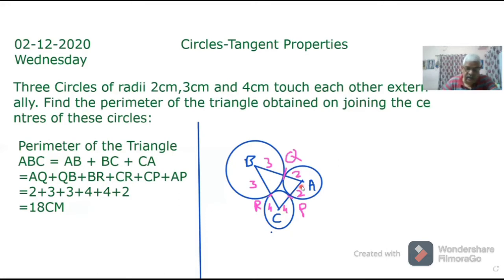Now you substitute the values. AQ is 2, QB is 3. Next, BR is 3. In the same way, RC is 4, CP is 4, and PA is 2. Therefore, by adding all that, you will get 18 centimeter. This is considered as the perimeter of the given triangle. Okay, children?